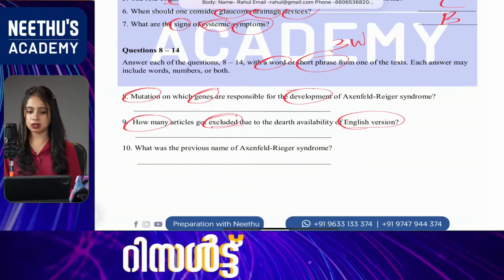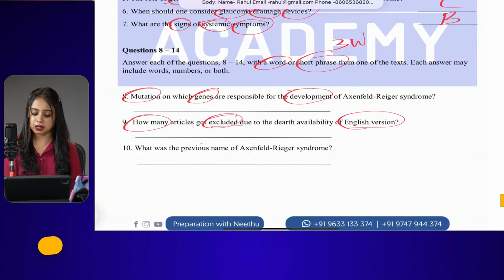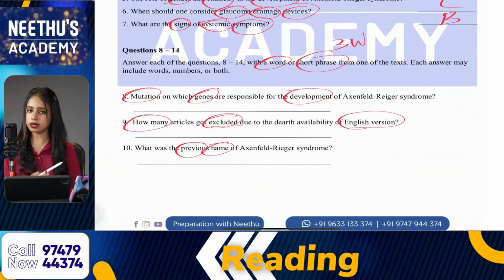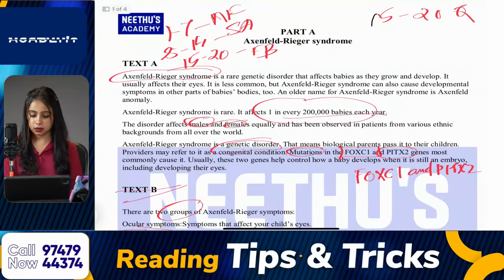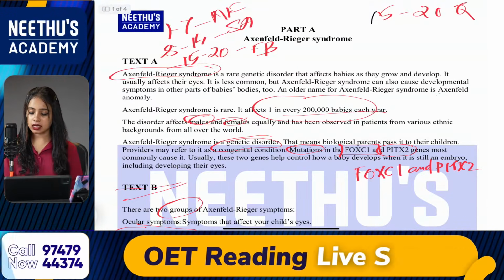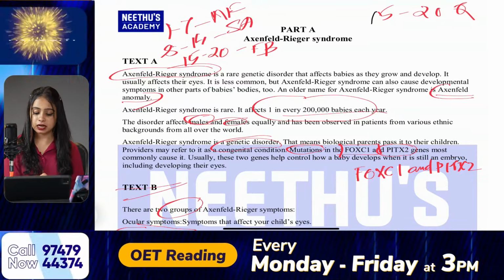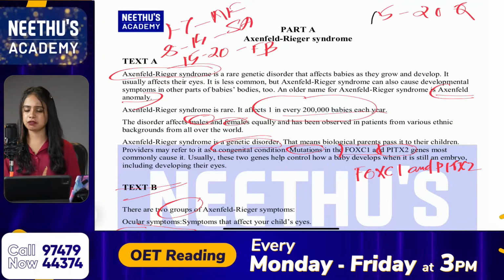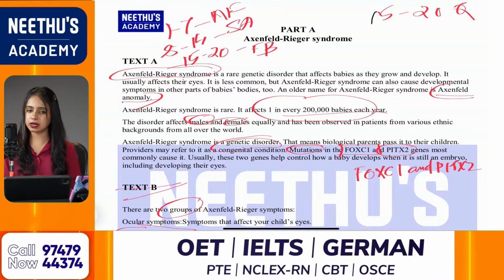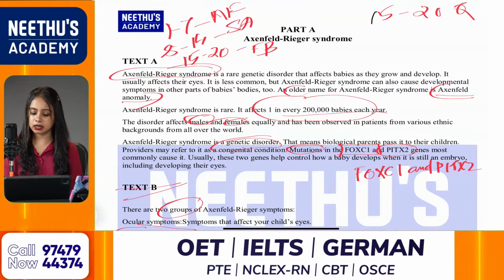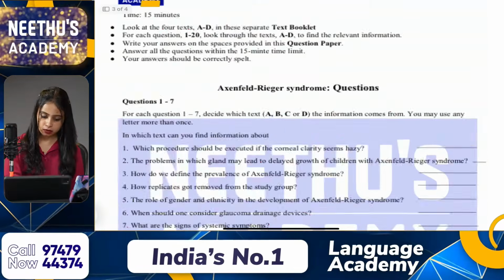What was the previous name of Axenfeld-Rieger syndrome? So what was the previous name? Previous name, which means the older name, right? So my keywords, previous name. So from text A, I got that it is Axenfeld anomaly. So my answer is Axenfeld anomaly from text A. So definitely when you read this text, you will get that particular word, Axenfeld anomaly. Okay, that is an older name, previous name for this particular syndrome.